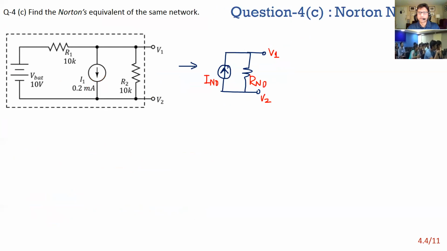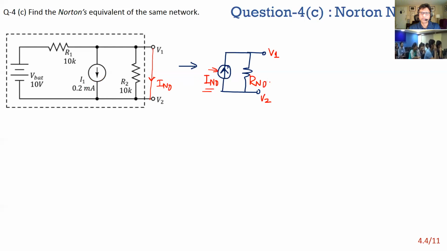Okay, so same network. Now let's say you're asked to find the Norton equivalent. The Norton equivalent is this: you have an ideal current source with a parallel output impedance. The way you find this IN, sometimes called the short circuit current source, is you actually short circuit this and find out the current flowing through it, in this direction if you want to show the current source in that direction.